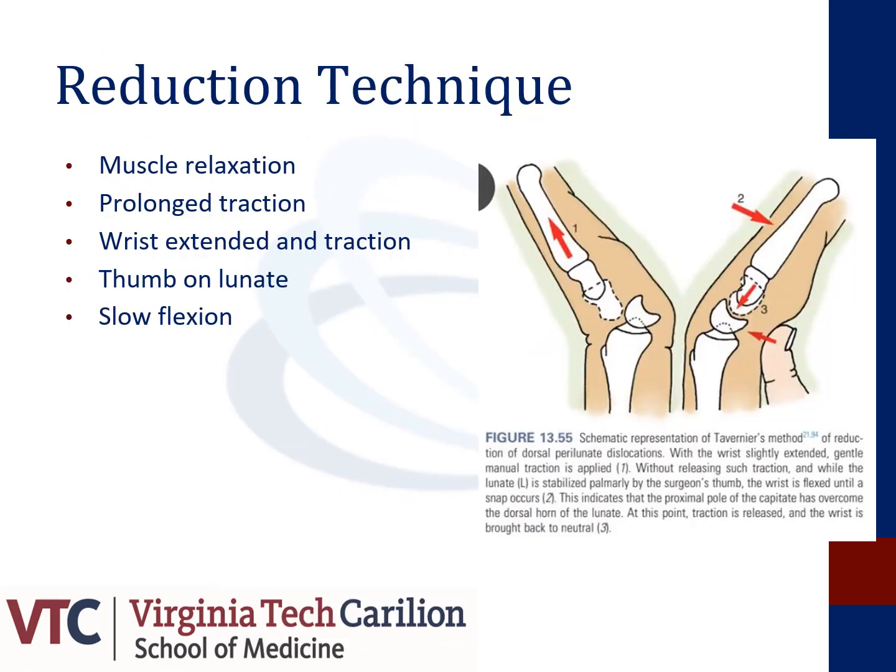The reduction technique demonstrated here is utilized for Mayfield stage 4 dislocations, where the lunate is located within the carpal tunnel. The key to this technique is muscle relaxation and prolonged traction. Best for prolonged traction is to get them up in finger traps, allow some weight to hang off the arm, and give it time. Once you think you have allowed for sufficient muscle relaxation and prolonged traction, you then provide additional traction while extending the wrist. Utilizing your other hand, you will place pressure on the lunate and then slowly bring the wrist into flexion.